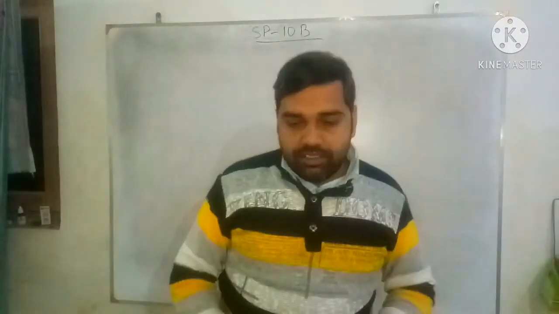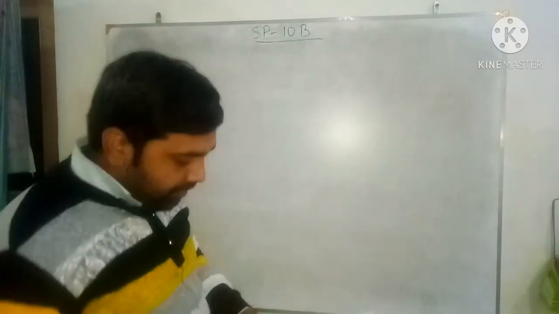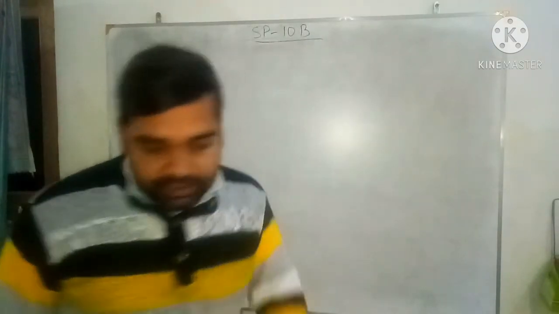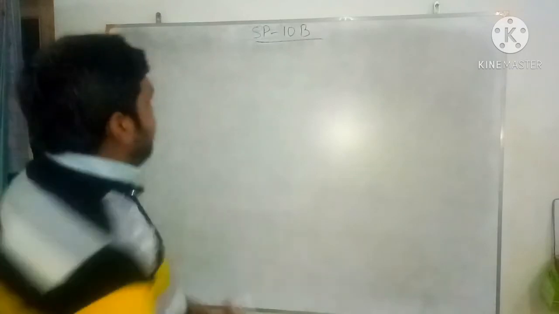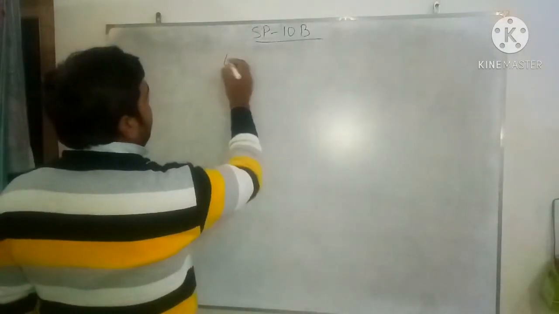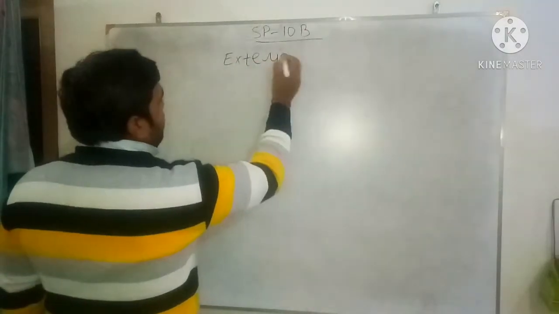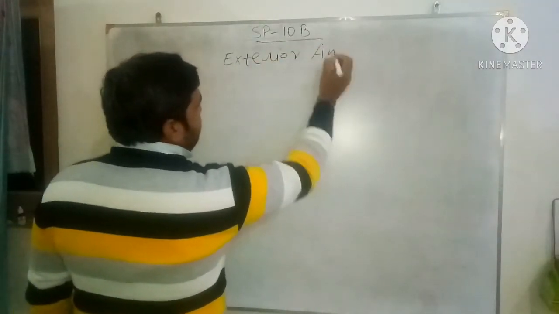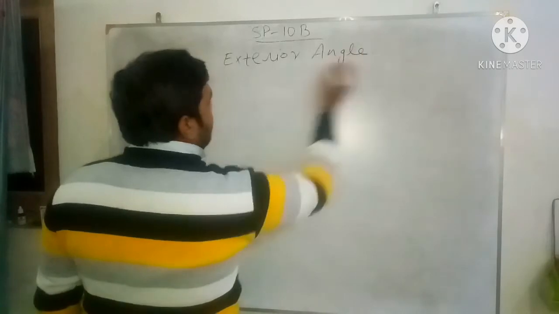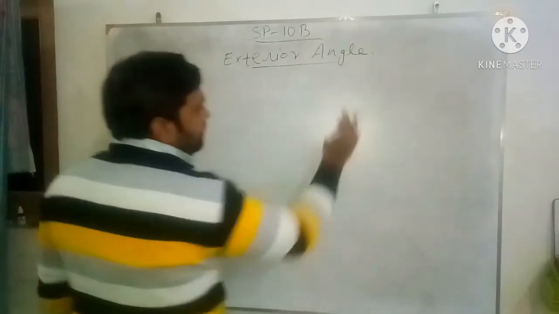Hello students. So today we will continue our self practice 10B. Now in this lesson we will study about the exterior angle. See, what is an exterior angle? So, the exterior angle of a triangle.